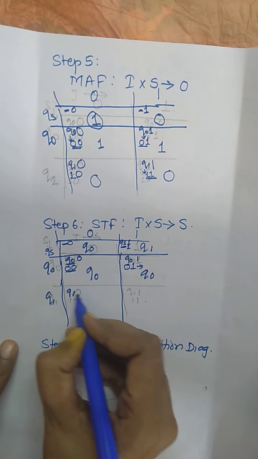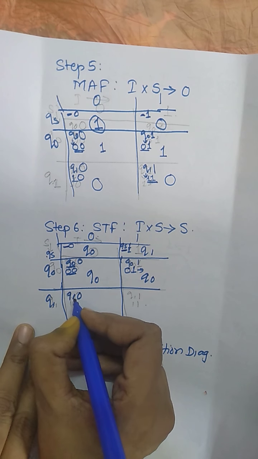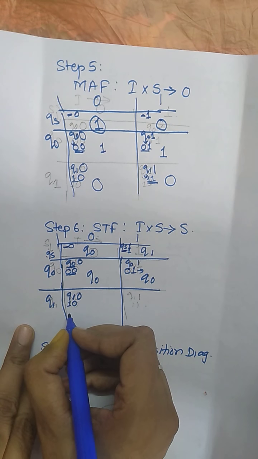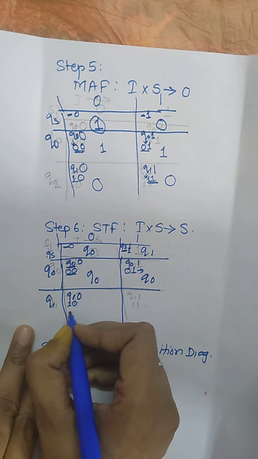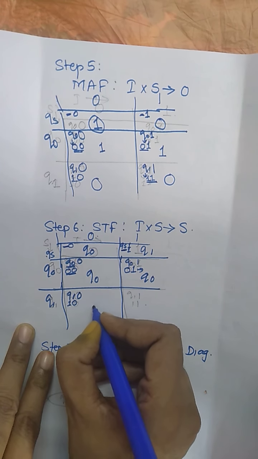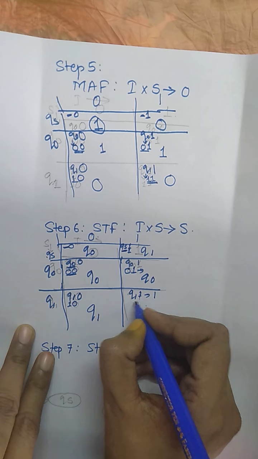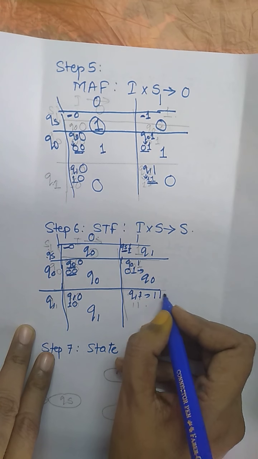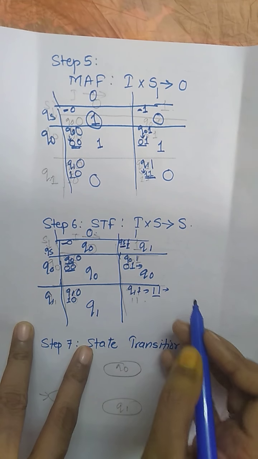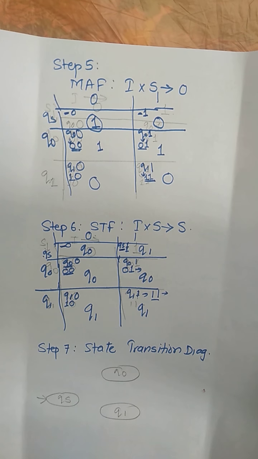Now Q1 with 0. So Q1, what is the output? The string represented by Q1 is 1 0. So 1 0 represents which kind of string? It is a string which is rejected by your FSM. For rejection, what is the state? Q1. Now Q1 with 1. Q1 represents the string 1 with the next bit as 1. So this is the resultant state. Whether the resultant state is according to your question, no. That means this string will be rejected. For rejection, which is the state? Q1. This is how we are going to complete the state transition diagram.